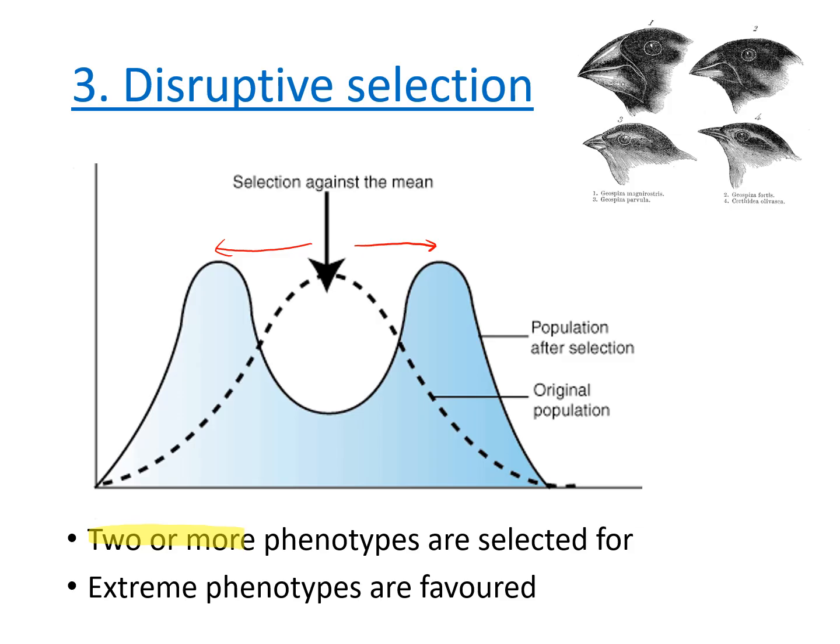And disruptive selection leads to speciation. So you can see that we've got different species of finch evolving here. And speciation is just the evolution of a new species over time. And we'll look at the different types of speciation in a second.